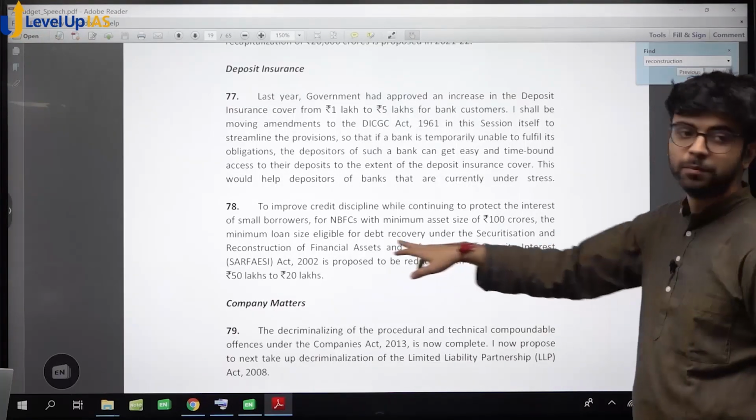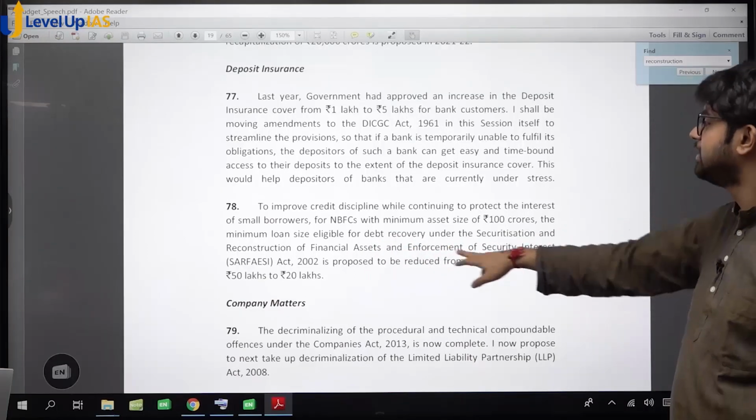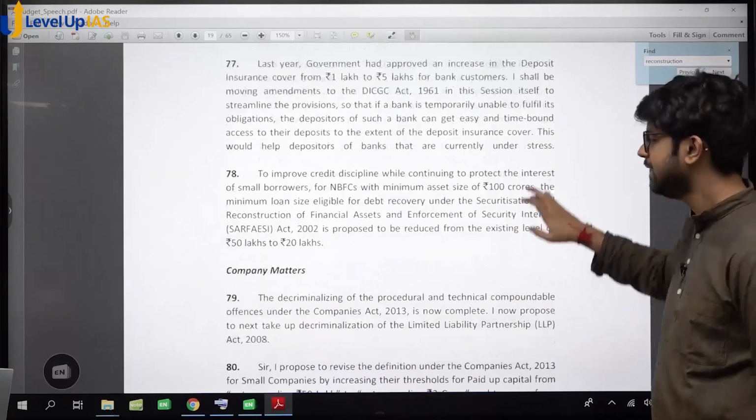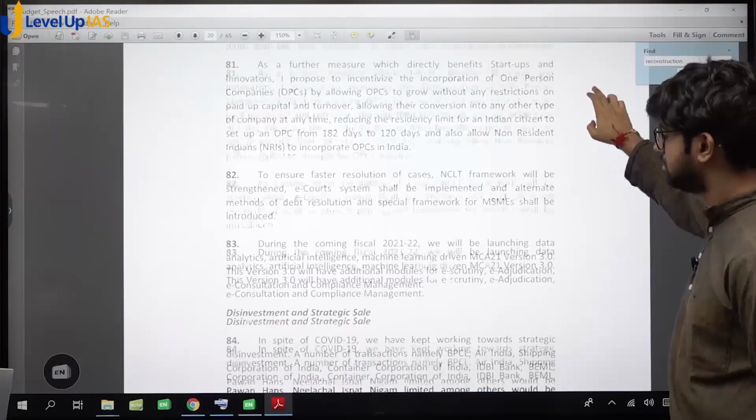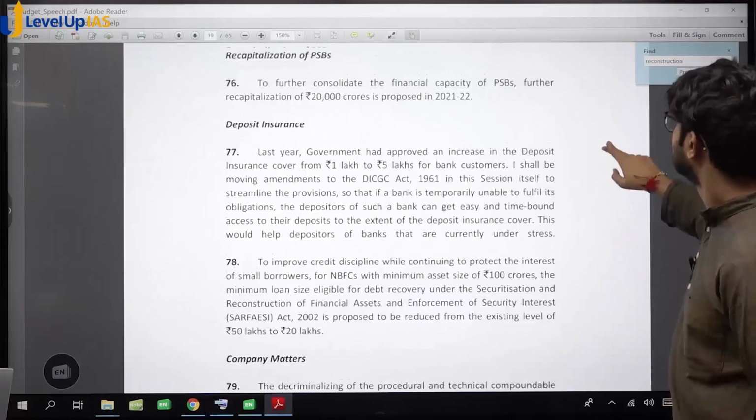See this. The minimum loan size eligible for debt recovery under the SARFAESI Act is proposed to be reduced. So many things we know now. It was above, after decriminalization. Okay, we'll just search.